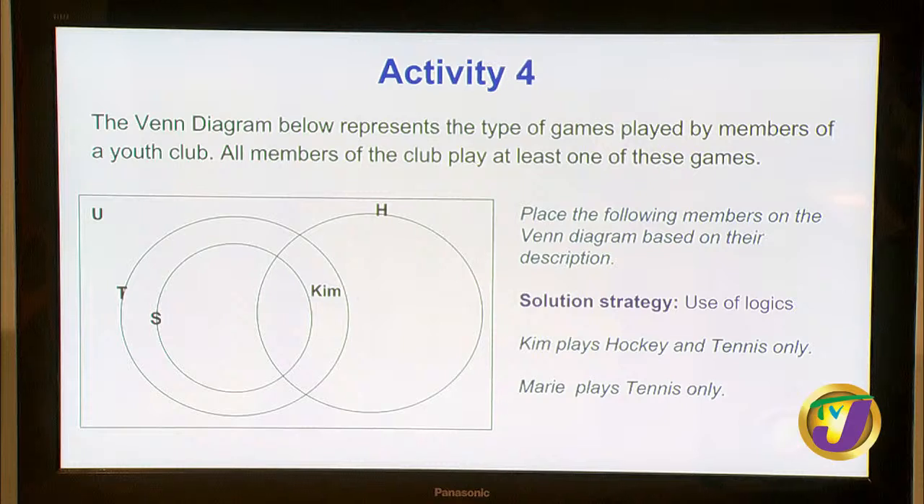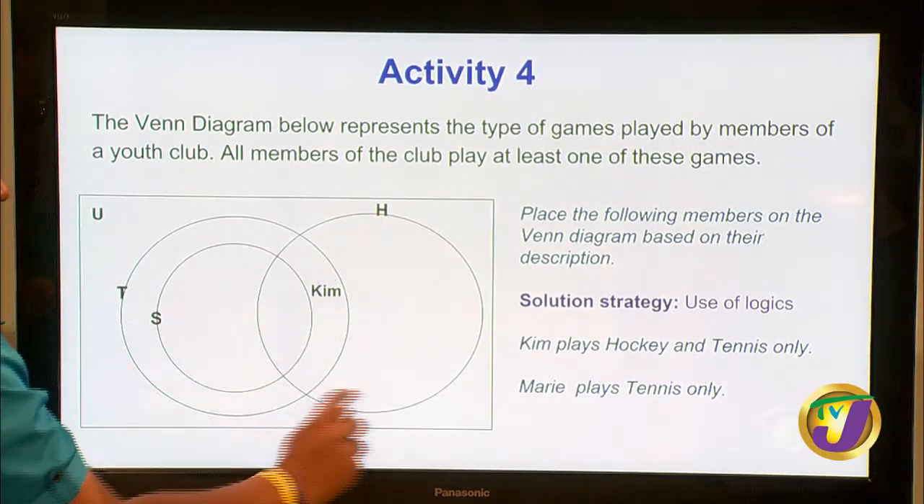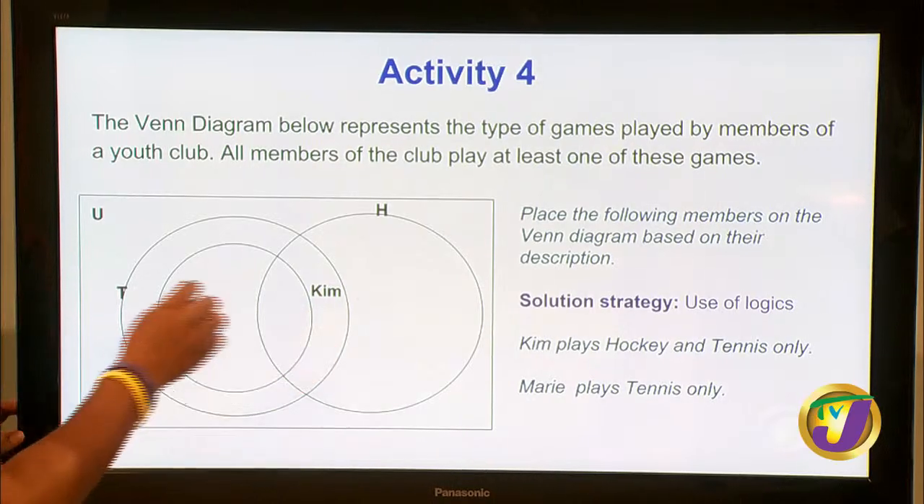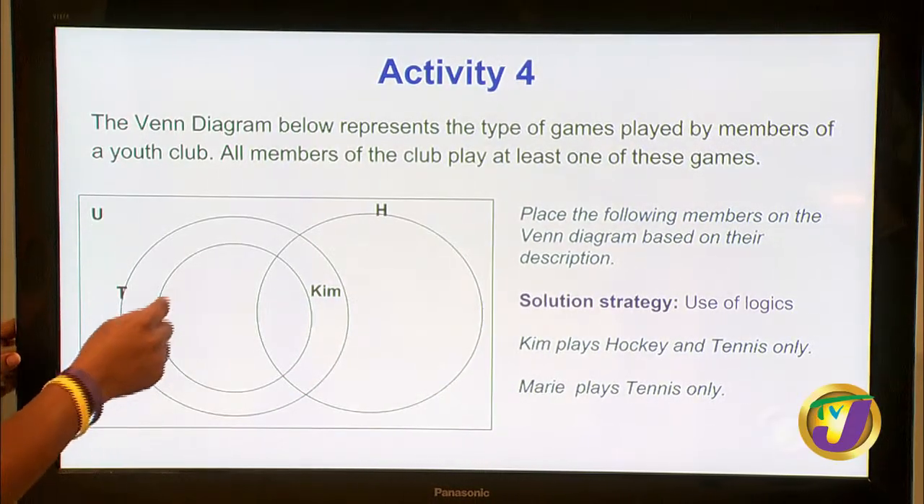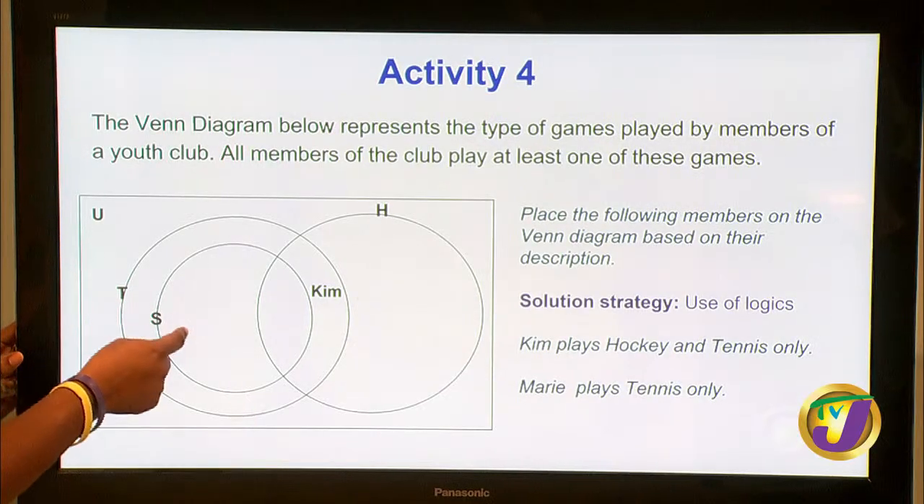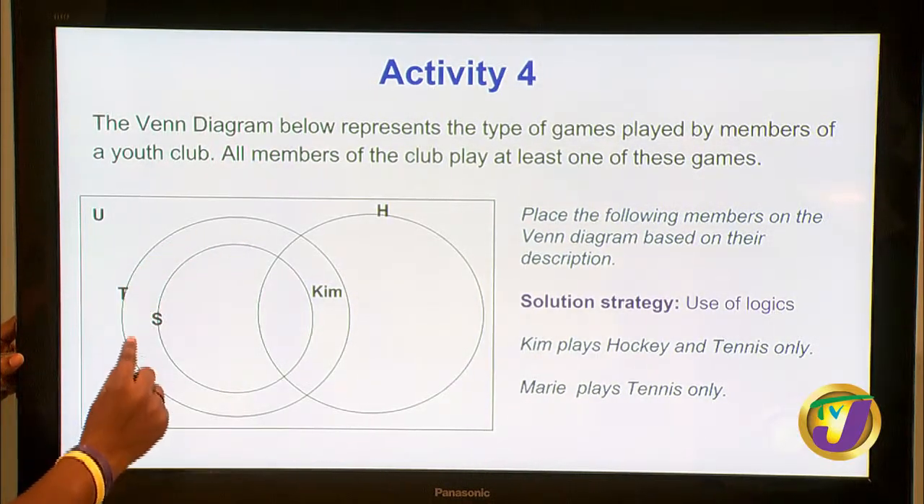Mary plays tennis only. And I'm very curious to see where you're going to put Marie. Tennis only. So clearly, Marie is not in squash, Marie is not in hockey. But she is in tennis. But squash people play tennis? Yes, squash people play tennis, but not every tennis person plays squash. So Marie looks like she has to sit somewhere out here.